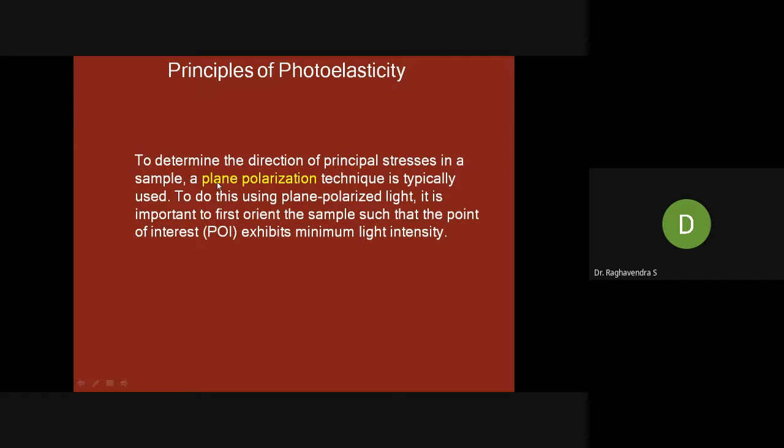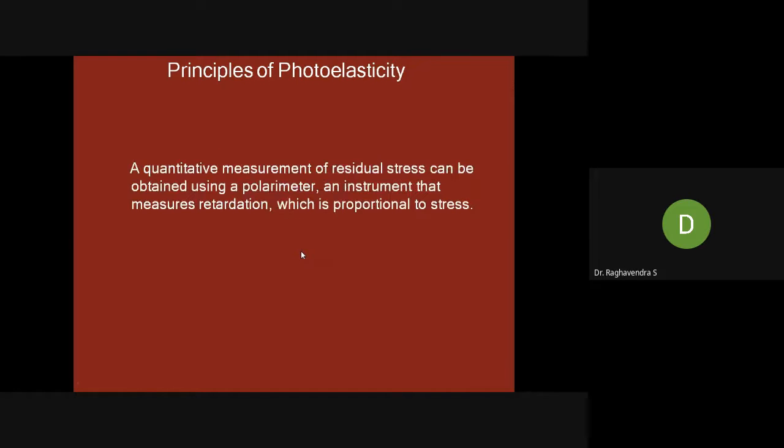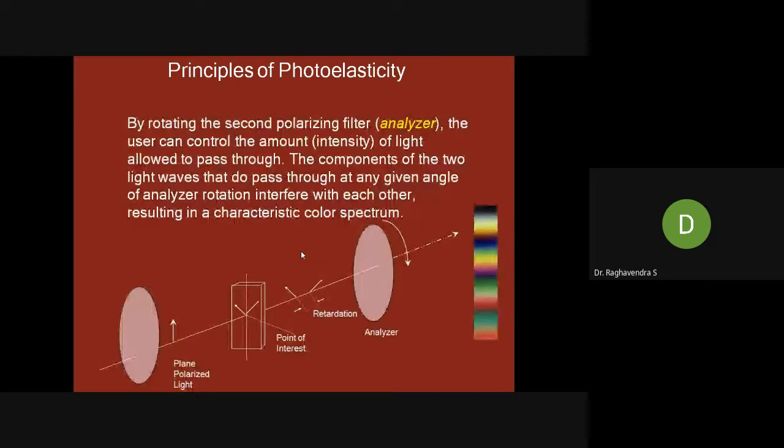To determine the direction of principal stress in a sample, a plane polarization technique is typically used. To do this using plane polarization, it is important to first orient the sample such that the point of interest, that is POI, exhibits minimum light intensity. I've shown some of the diagrams here. This is the point of interest, POI.